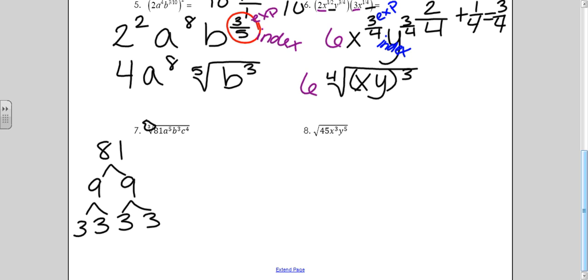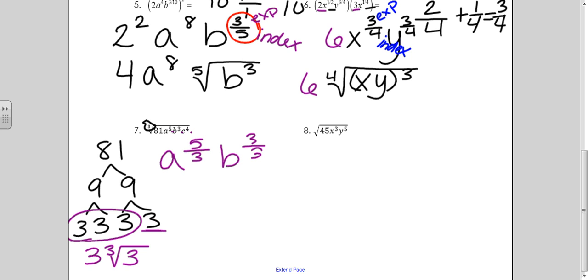So I want groups of 3. And I have a group of 3 of my 3s. So the 3 can come out, and I'm left with this 3, which needs to stay in the radical. You only pull out your groups of 3. So then what you can do is take these exponents and make them rational exponents. You get a to the 5/3, b to the 3/3, and c to the 4/3.